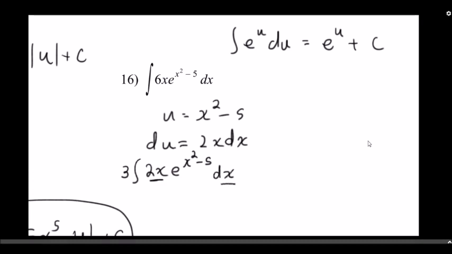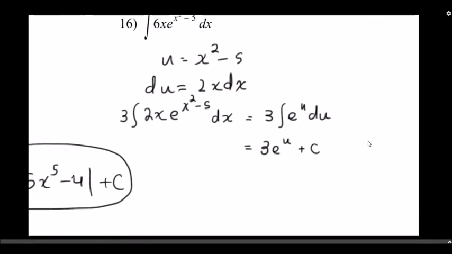So now the 2x dx can be rewritten as du, and this x squared minus 5 can be written as u. So this turns into 3 times the integral of e to the u du, and then we can use that definition up here. So we have 3e to the u plus c, and then substitute u for x squared minus 5.